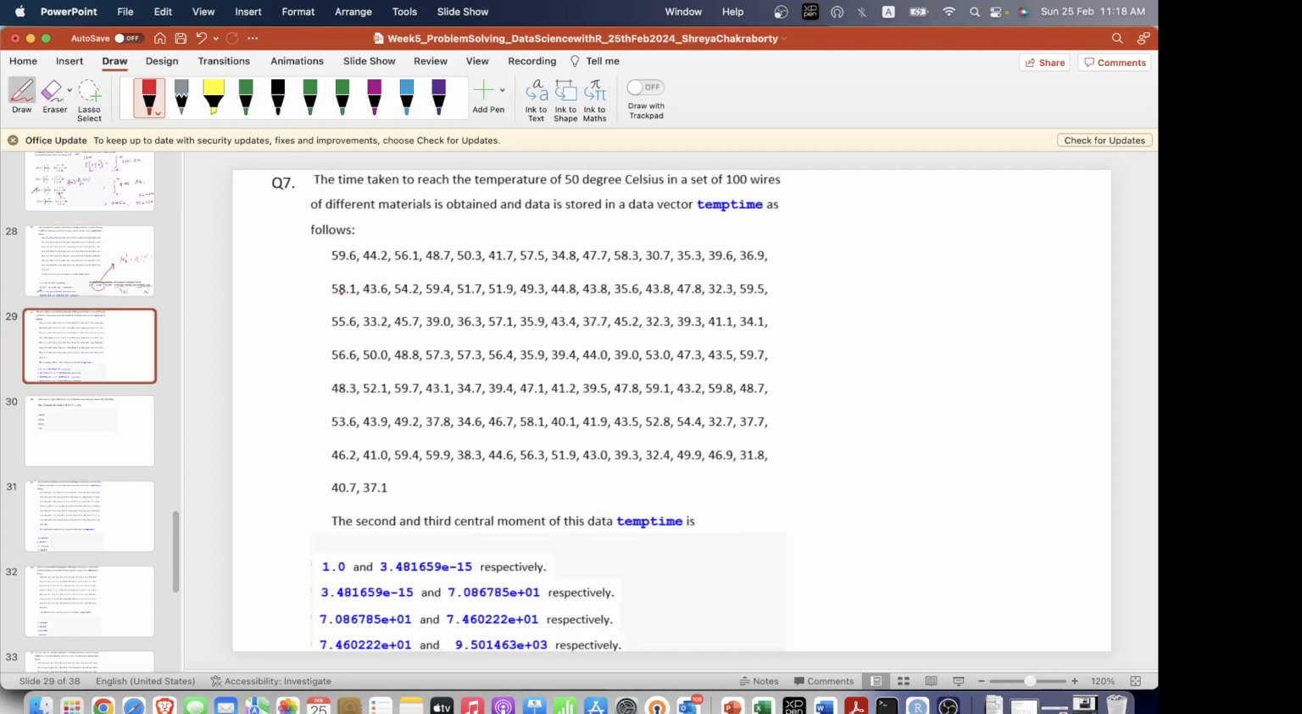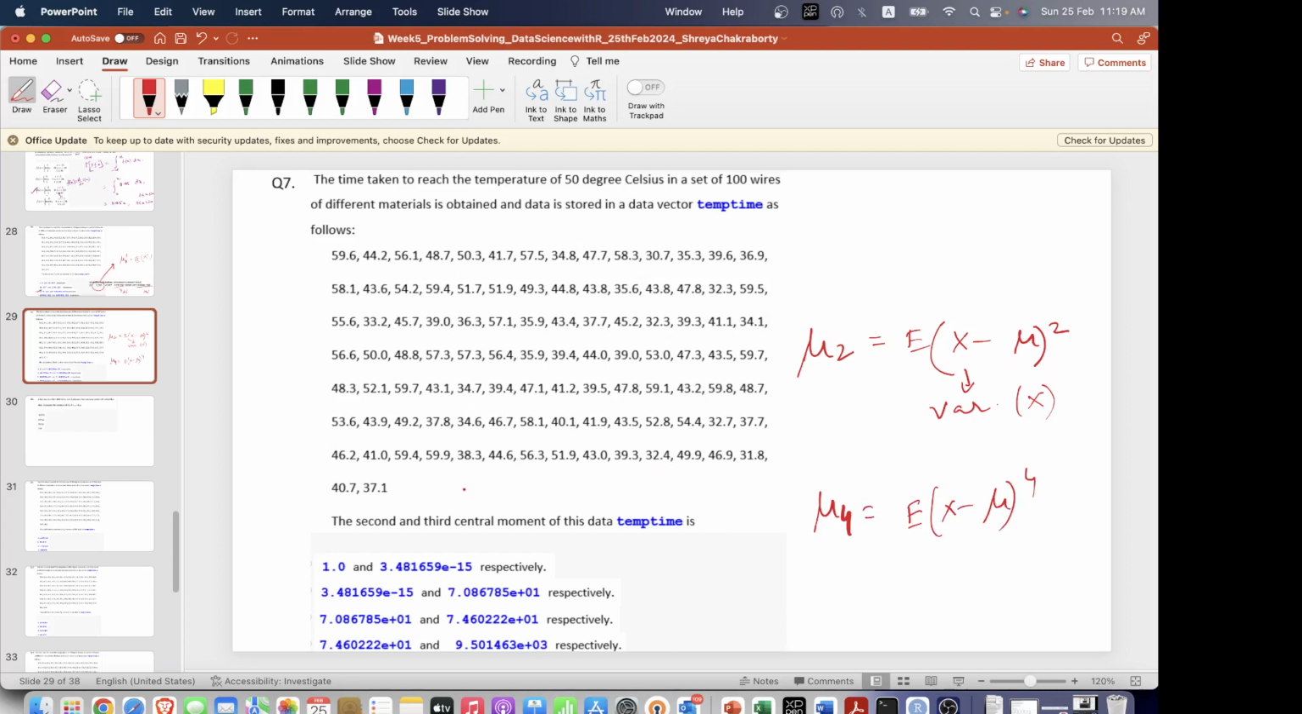Here we are considering the same temp time data, and they are saying find the second and third central moment of this data. So second central moment is mu 2. This is nothing but expectation of x minus mu, I shouldn't write x bar, I should write mu, whole to the whole square. So this is nothing but actually variance of x, and mu 4 is expectation of x minus mu whole to the power 4.